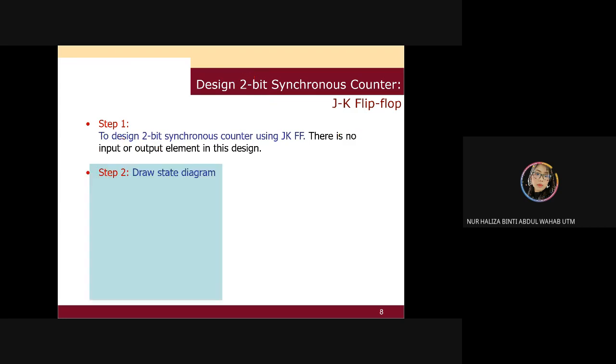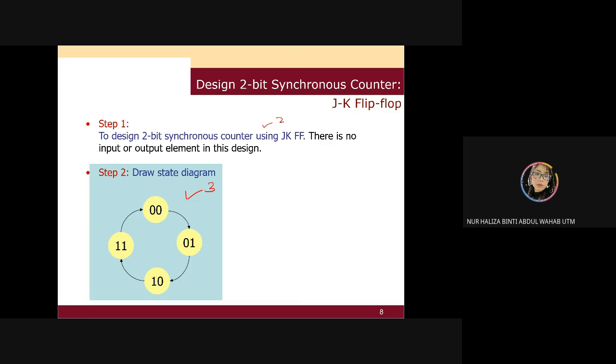Now we have the second step. Draw the state diagram. It is a synchronous counter. It's going to count up. So I'm going to have 2 bits: 0, 0, 0, 1, 1, 0, 1, 1. So I'm going to count up. This is the state diagram that I need to draw. And I have here maybe 2 marks. This one is maybe 3 marks.